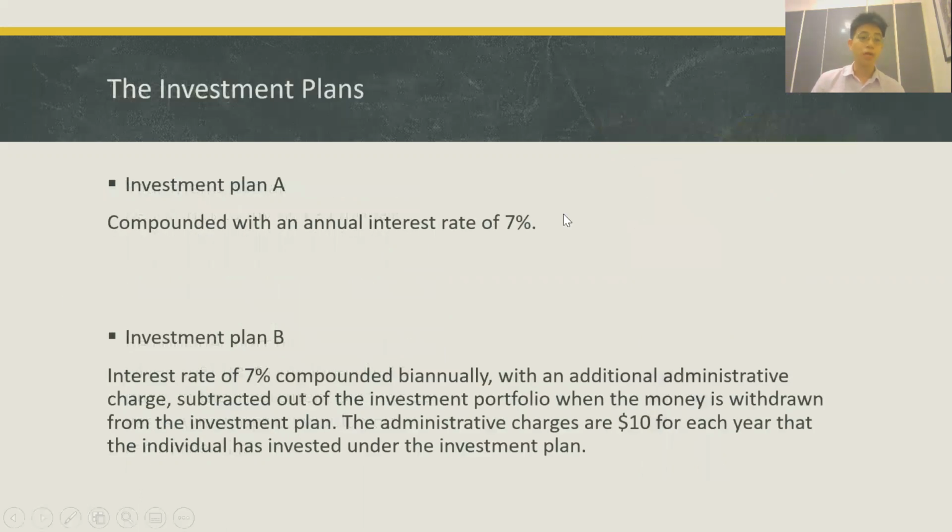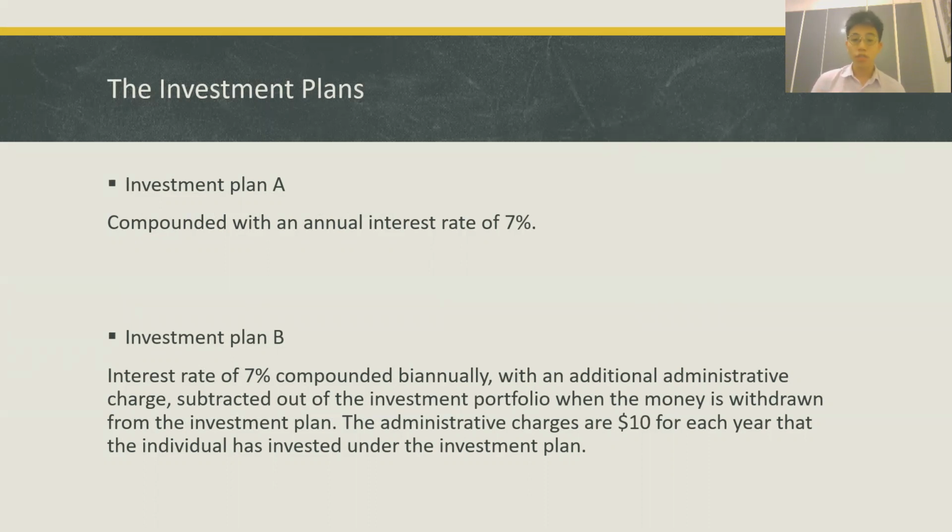Below we can see two investment plans. The first, investment plan A, is a pretty standard plan. It has an annual interest rate of 7% compounded annually. Investment plan B is a bit more complex. It has an interest rate of 7% compounded not annually but biannually, which we will explain later, with an additional administrative charge subtracted out of the investment portfolio when the money is withdrawn from the investment plan.